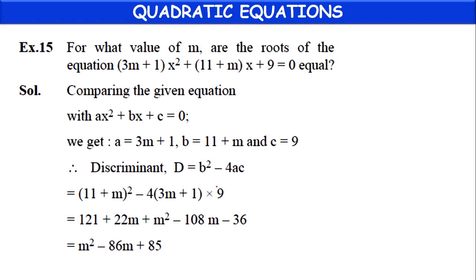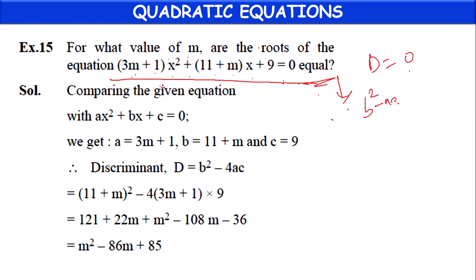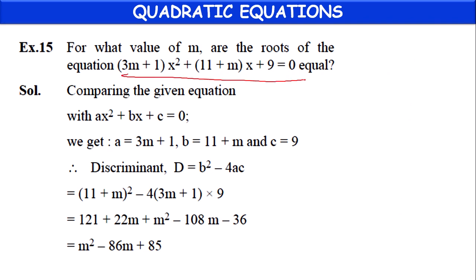Next, another question. For what value of m are the roots of the equation (3m plus 1) x square plus (11 plus m) x plus 9 equal to 0 equal? Means for this equation, in which condition will roots become equal? Already we know the condition: whenever the discriminant is 0, whenever b square minus 4ac equal to 0, then the roots will become real and equal.